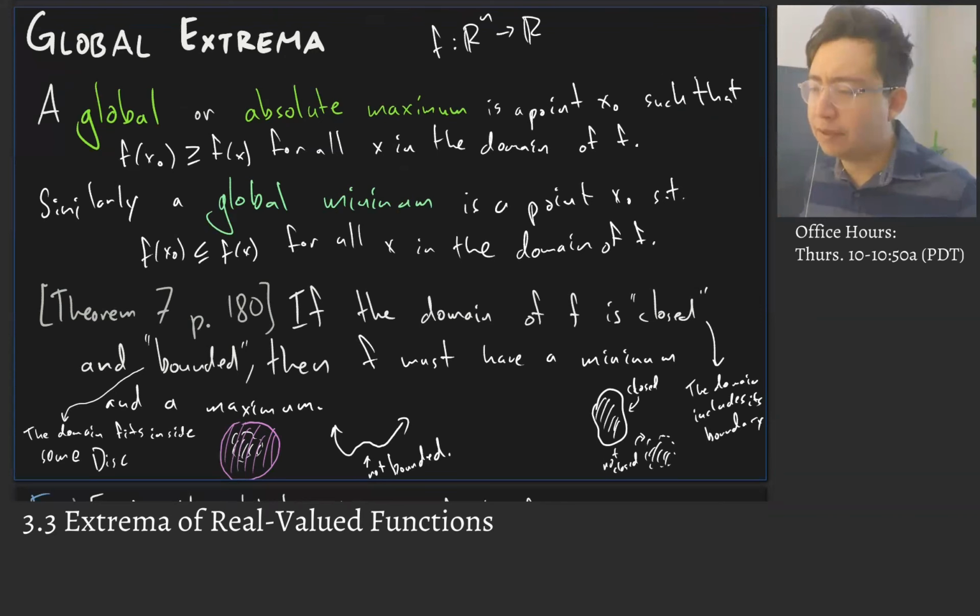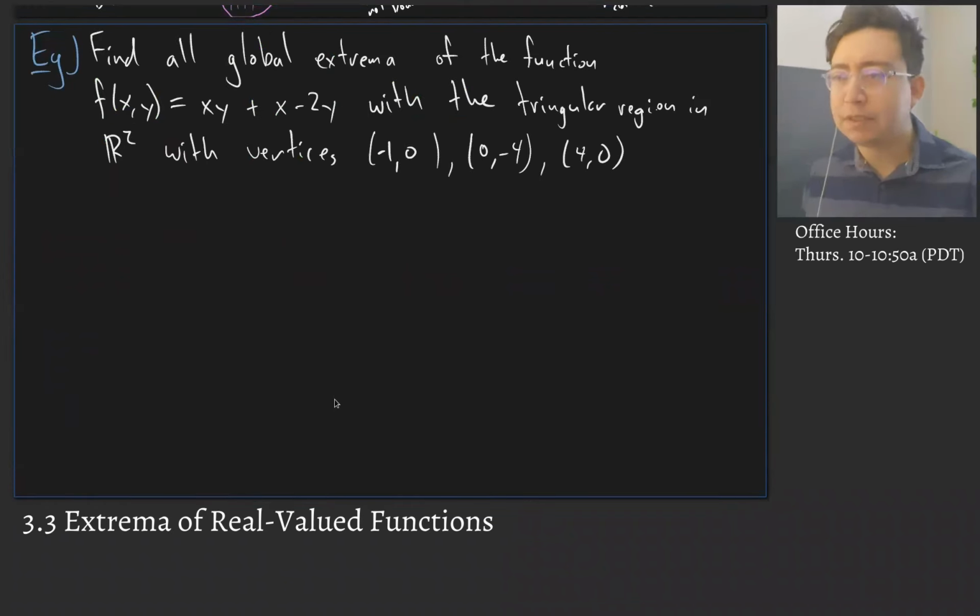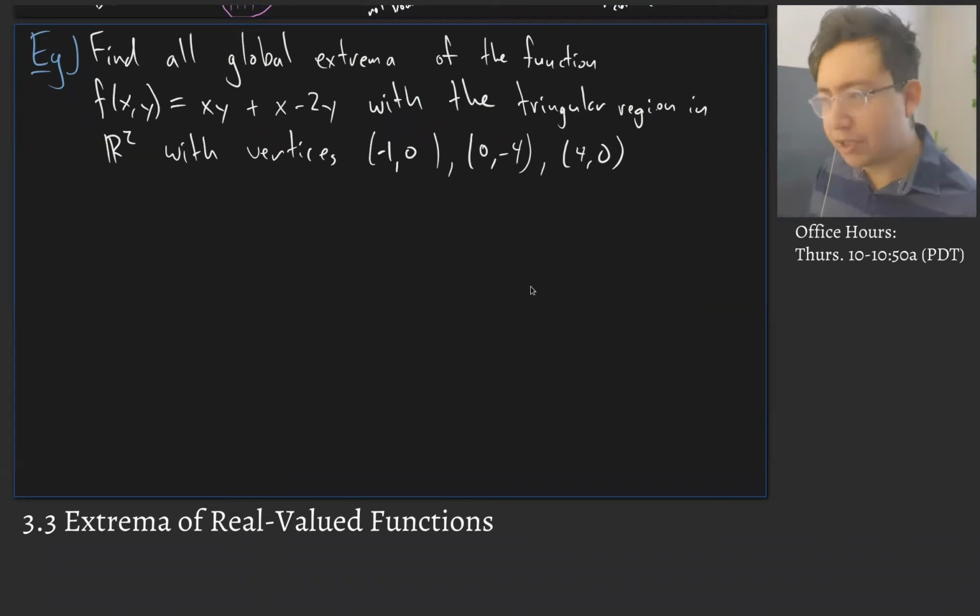This theorem here tells us that if we have a closed and bounded domain, then we're going to have an absolute minimum and an absolute maximum. So let's find all of the global extrema for this function here within the triangular region with these vertices. Basically it's saying, limit yourself to just this specific region, but across this whole region, find the biggest and smallest value that this function takes.